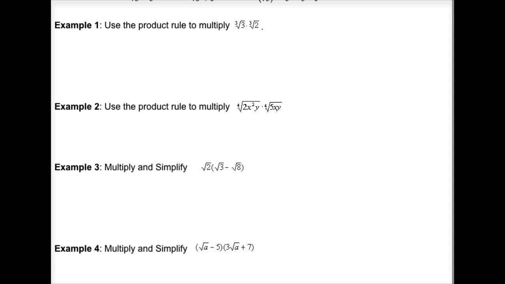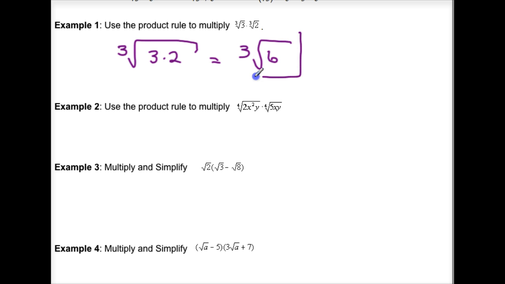The first example says that we use the product rule. So notice all I'm going to do is multiply what's underneath. So it's the cube root of 3 times 2, which is the cube root of 6. That's it, nothing else.